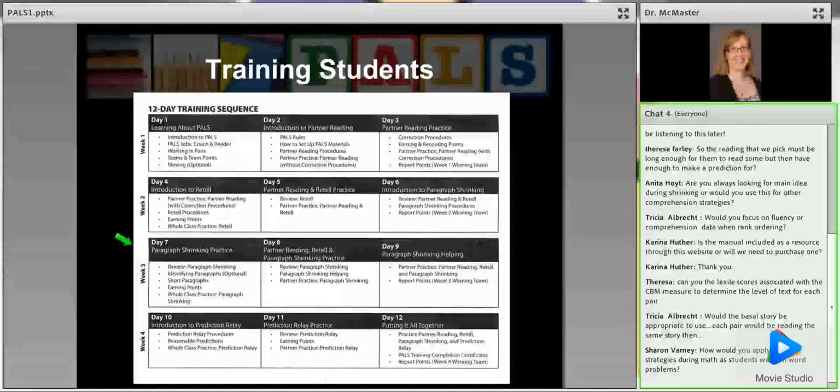So the idea with the training is really to spend the time you need to get students to understand how to use the PALS strategies. They don't have to be perfect. It does take some time, and PALS might feel a little different for a while. But this training sequence really helps you guide your students through learning everything so that you can do PALS with fidelity.